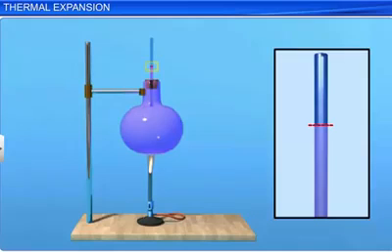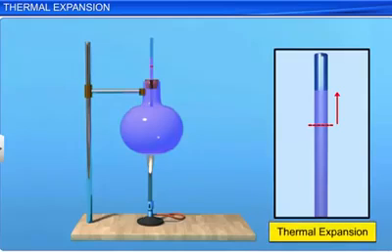As the flask is heated, the water expands and the level of water in the capillary tube rises. This is due to the thermal expansion of water. Now, stop heating the flask and observe the level of water in the capillary tube. The level of water goes down as the temperature of the water in the flask decreases. Thus, liquids expand on heating and contract on cooling.